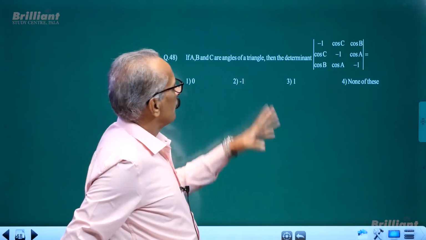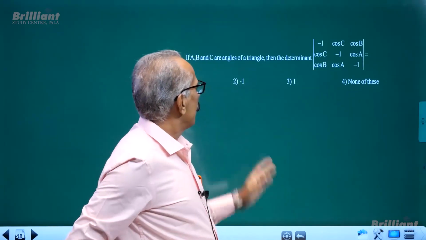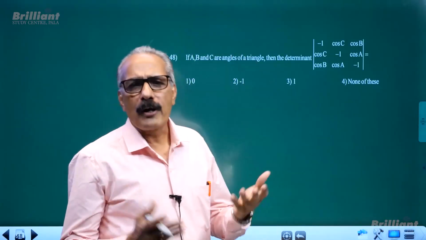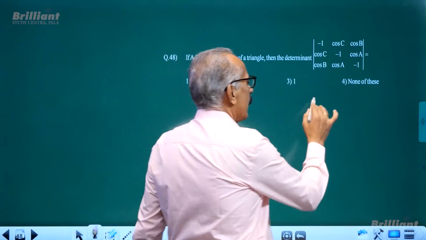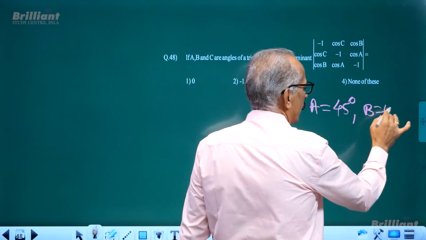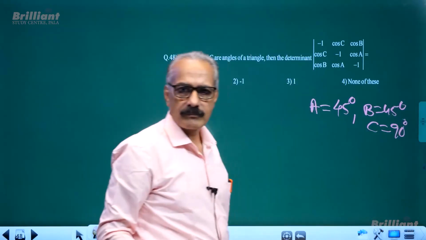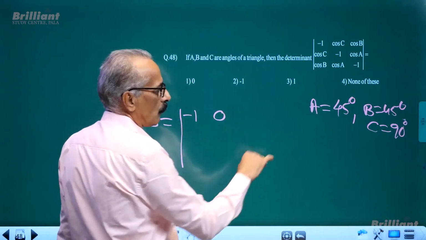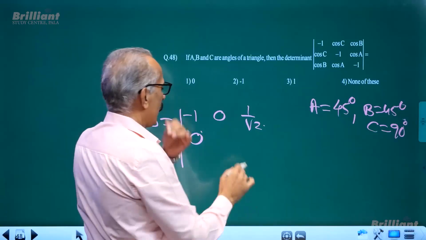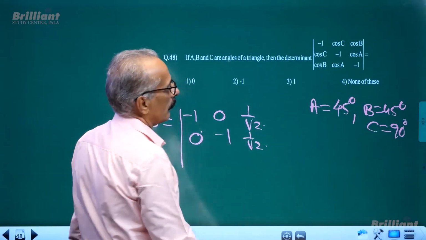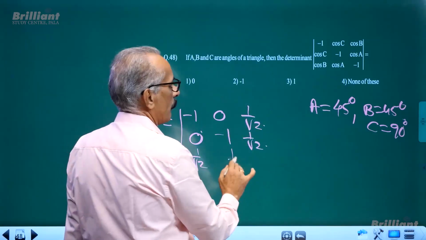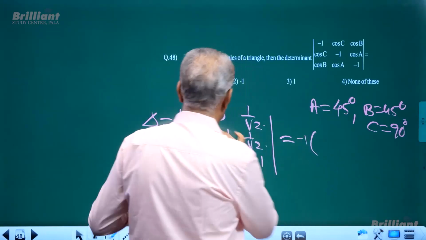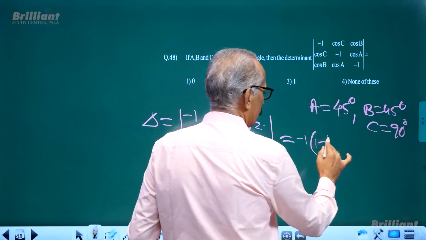If A, B, C are angles of a triangle, then the determinant is equal to what? You see, in the answer there is no A, B, C. Then why don't you take certain values? Therefore, I take A is equal to 45 degrees, B is equal to 45 degrees, and C is equal to 90 degrees. Now, what's your delta? That is minus 1, cos C, that is cos 90, 0. Cos B, 1 by root 2, cos C, 0. Minus 1. Then cos A, 1 by root 2. Then cos B, 1 by root 2, cos A, 1 by root 2, minus 1. Calculate this. Now, when I calculate, I expand through this. Minus 1 into 1 minus 1 by 2.